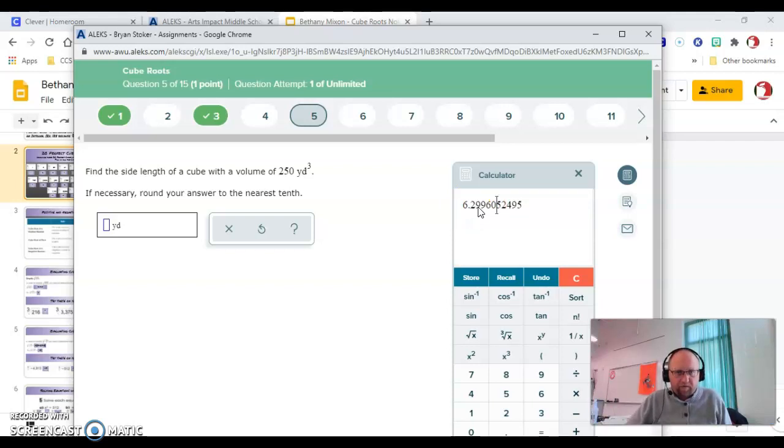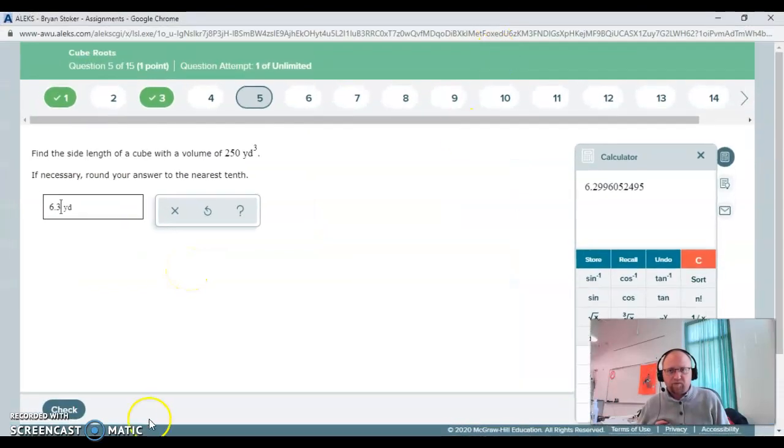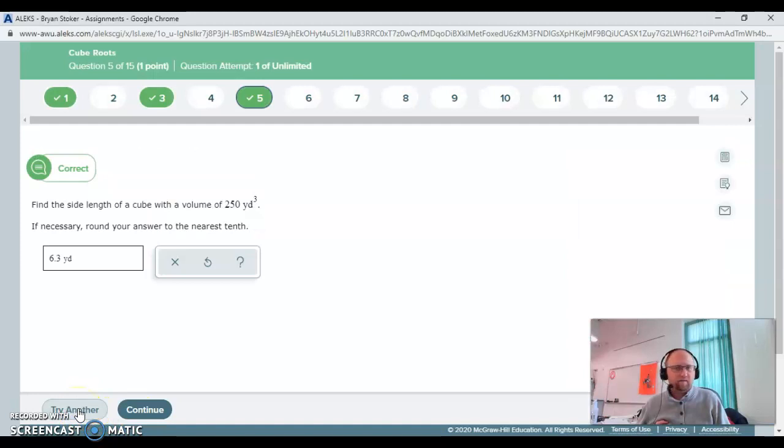Well, I look at the number to the right, and I ask myself this: is it between 0 and 4 or 5 and 9? Because if this number is between 0 and 4, I would keep the 2 the same. If it's between 5 and 9, I round it up by adding 1 to the value. This is between 5 and 9, so I need to add 1 to 2. So I think my answer should be 6.3 yards. And what am I going to do? You guessed it. I'm going to check my answer. I check, and it's correct.